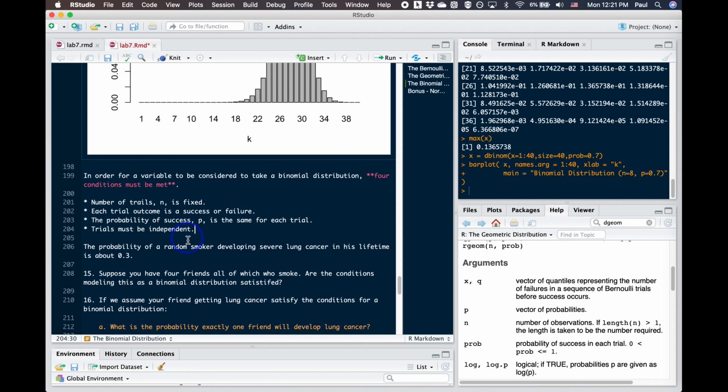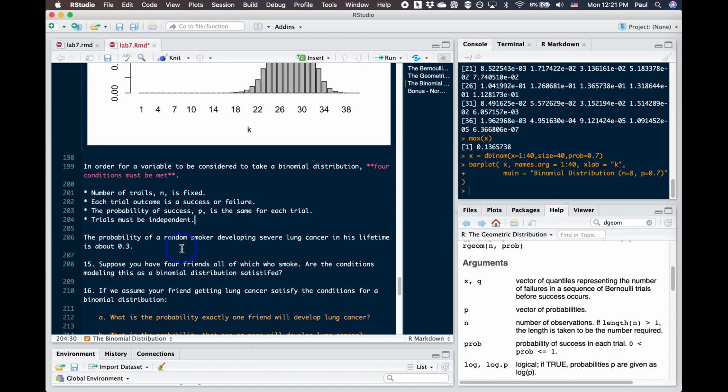So let's look at this example. About 30% of people who smoke develop severe lung cancer, if you just look at the general population. Now suppose you have 4 friends, all of whom smoke. Are the conditions for modeling a binomial distribution satisfied? Can we look at the situation according to a binomial distribution?